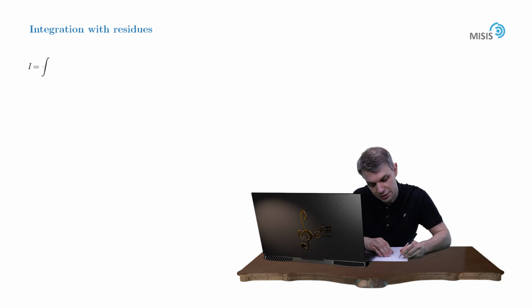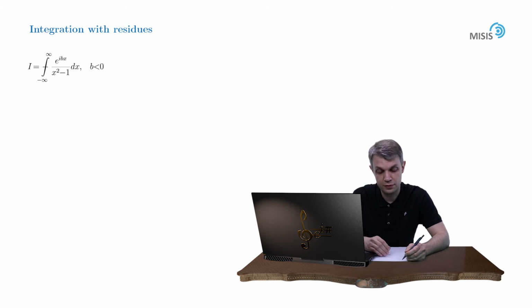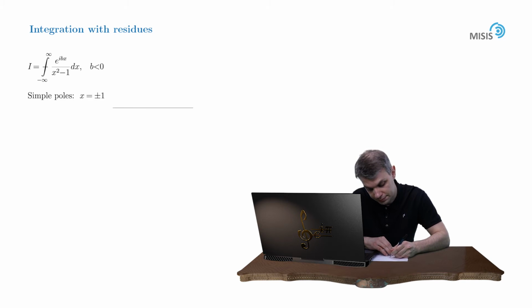And now let's study a less trivial example. Compute the principal value integral from -infinity to +infinity of e to the i b x over x squared minus 1 dx, where b is negative. First of all, we see that our integration contour passes through two singularities of the integrand, which are simple poles at points x equal to 1 and -1. As a first step, let us draw the contour.